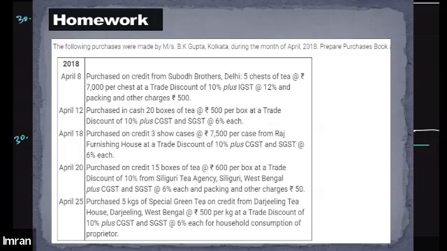On April 8, purchase on credit from Subodh Brothers, 5 chests of tea, 7,000 purchased at a trade discount of 10%, IGST 12%, packing and other charges 500. So this is pretty much similar to the previous question. Then on April 12, purchase in cash 20 boxes of tea at the rate 500 per box at a trade discount of 10% plus CGST, SGST 6% each. Then purchases on credit, 3 showcases, 7,500 per case of Raj Furnishing House at a trade discount of 10%. CGST, SGST is applicable at the rate 6%. Then on April 20, purchase on credit 15 boxes of tea.